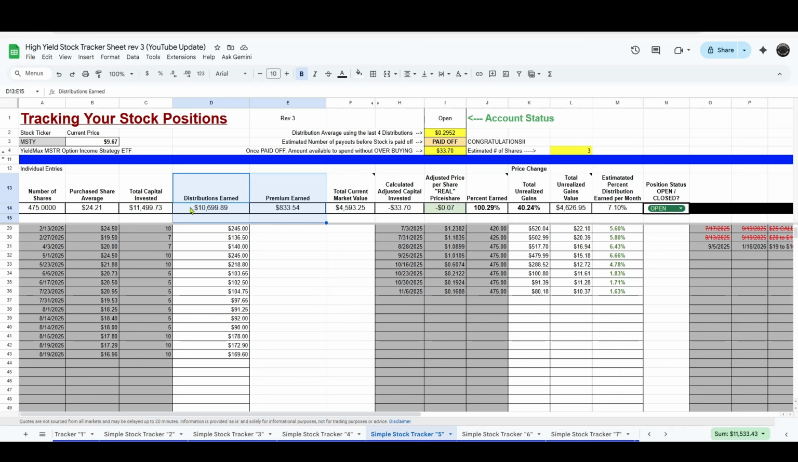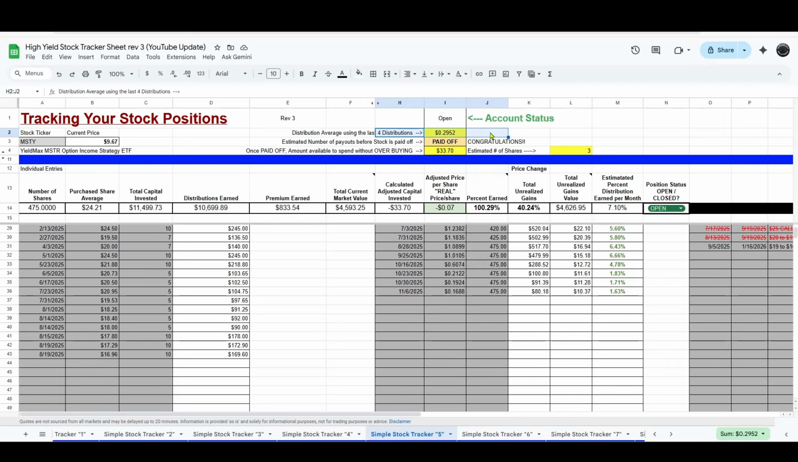Now for me, I count the distributions and premium I've earned for this position because it is still all on MSTY. And if I get assigned those shares, that's going to affect my capital and everything else anyway. So I count that premium. So that's where you can see this total here is going to exceed that capital invested. And that is why it is now green. Super excited there. Now, of course, the account status still says open because I have not closed the account. So that's just going to stay as open.